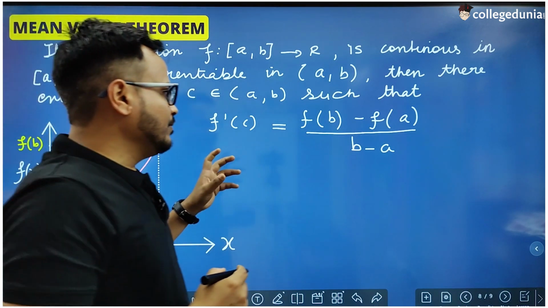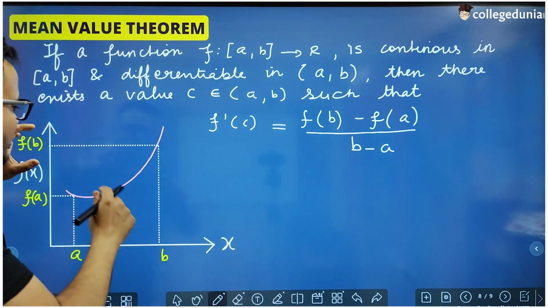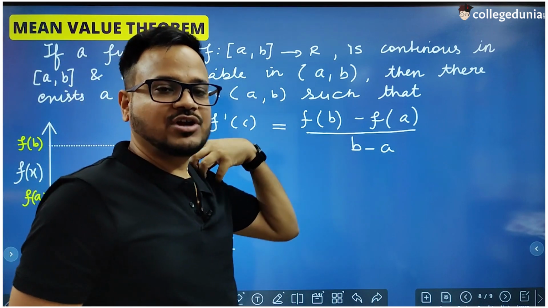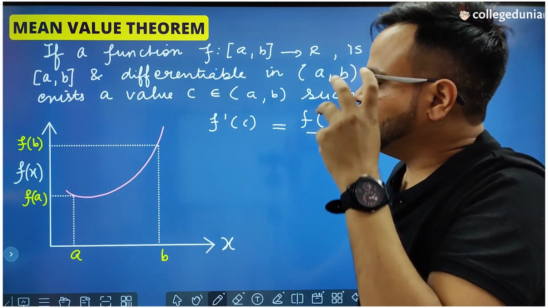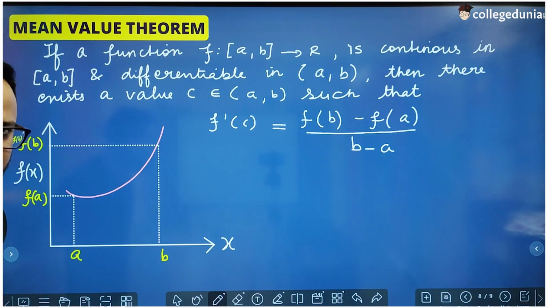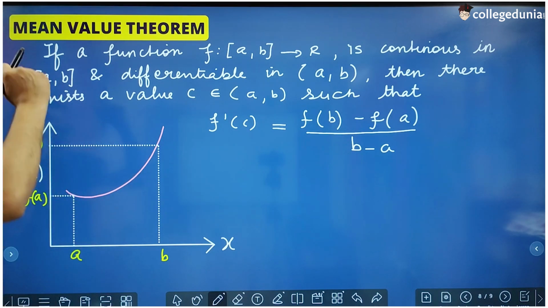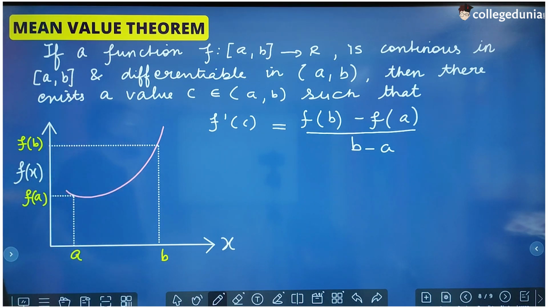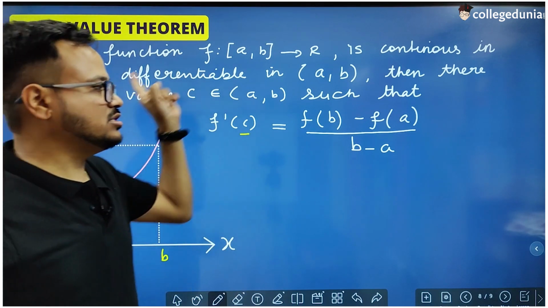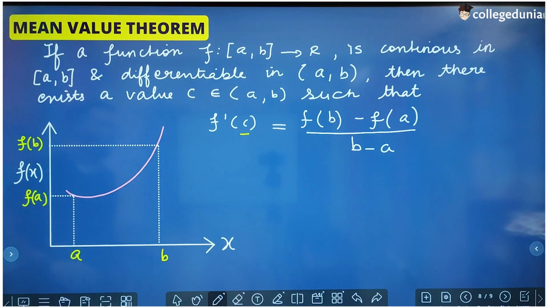Okay, so if this function is continuous from a to b, continuity we have already discussed, differentiability we have already discussed, that is there is no break in the graph of the function when we move from a to b, and if it is differentiable at every point between a and b, then there exists a number c between a and b which satisfies this condition, right? That is Lagrange's mean value theorem or LMV. Okay, what is the logic?